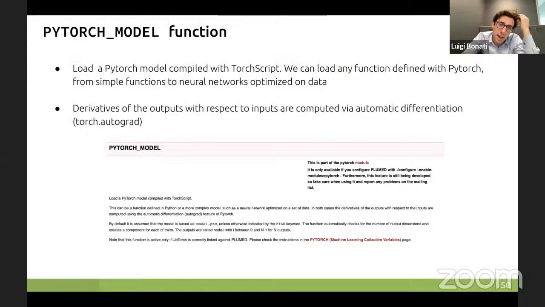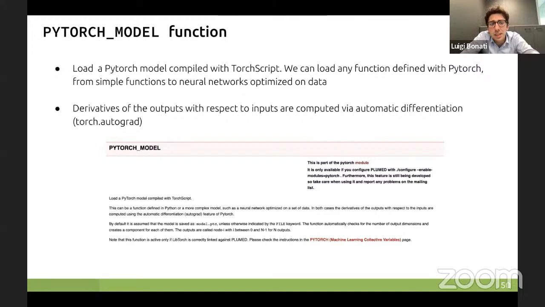And of course, an interesting part is that we can load any function defined with PyTorch and serialized with Torch script. So it could be a complex model such as a neural network optimized on data that we can train with MLCVs, but this can also be used as a way of testing new CVs, especially because we can take advantage of the fact that the derivatives of the outputs with respect to the inputs of these CVs can be computed using the automatic differentiation feature of PyTorch.